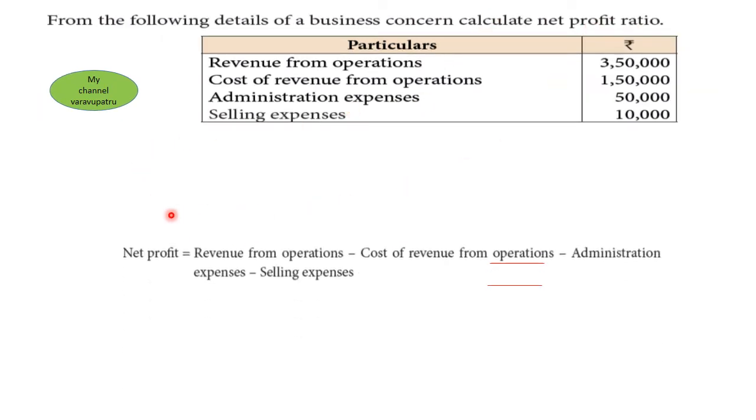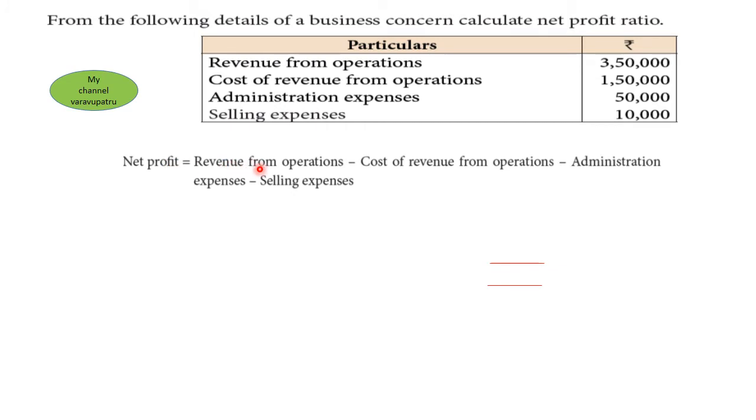Calculate net profit ratio. Net profit is equal to revenue from operation minus cost of revenue from operation minus administrative expenses minus selling expenses. So 3,50,000 minus 1,50,000 minus 50,000 minus 10,000, we get 1,40,000 as net profit. So net profit is 1,40,000.